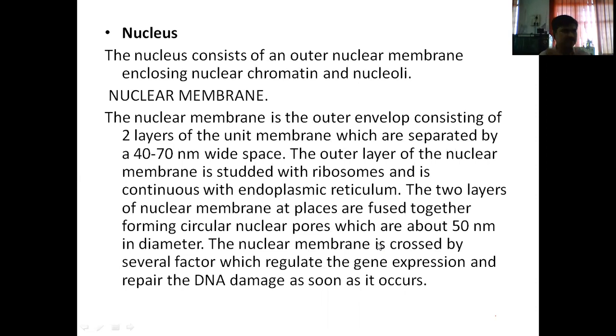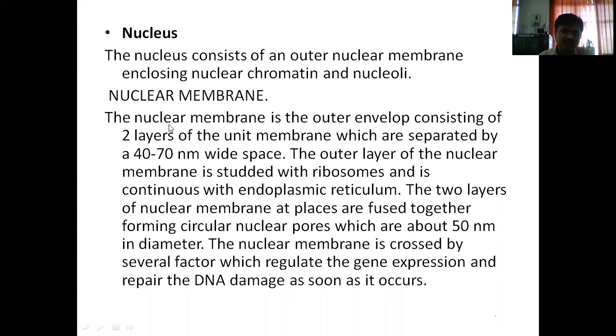And see here, inside one nucleus, more than one nucleolus can be present. Remember this. Then we are studying the nuclear membrane. The nuclear membrane is the outer envelope consisting of a 40 to 70 nanometer wide space.